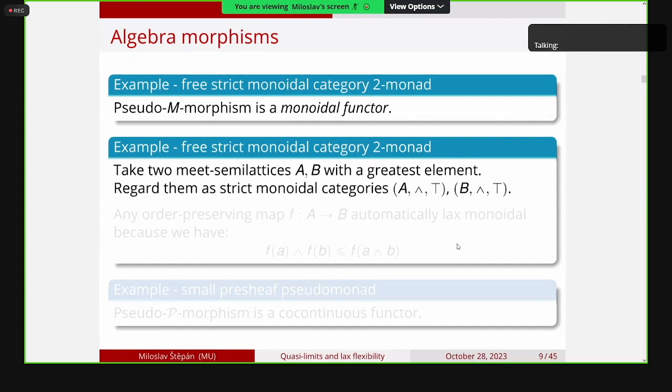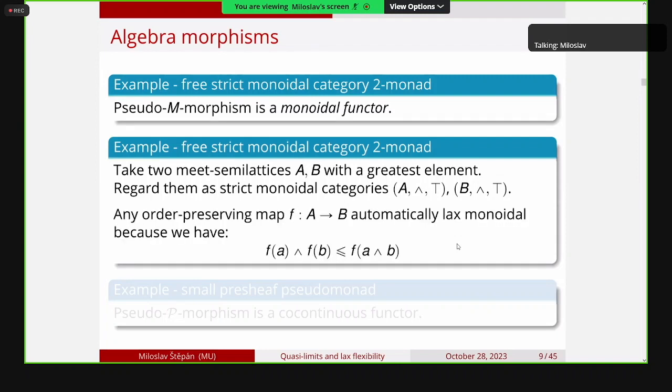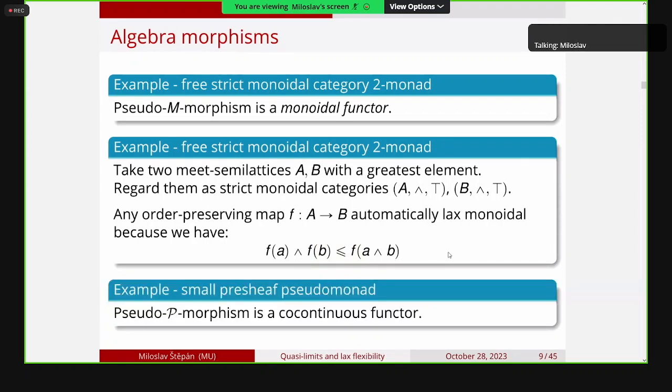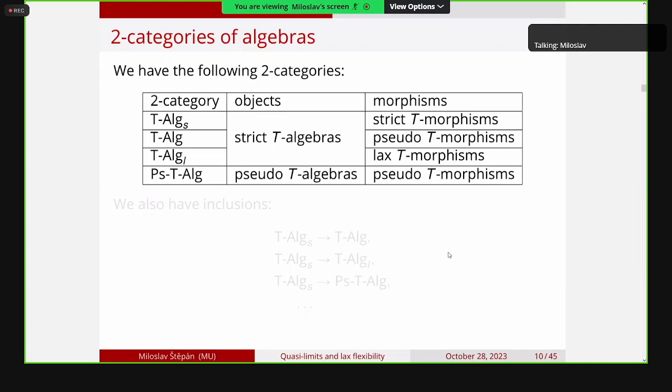Examples include monoidal functors, which are pseudomorphisms for the free strict monoidal category two-monad. The other example: you can consider two meet semilattices with greatest elements. You can regard them as strict monoidal categories, and then any order-preserving map is automatically lax monoidal. There doesn't have to be an equality, but an inequality. And pseudomorphisms for the presheaf pseudomonad are cocontinuous functors. There are various two-categories you can consider, and that will be relevant in this talk.